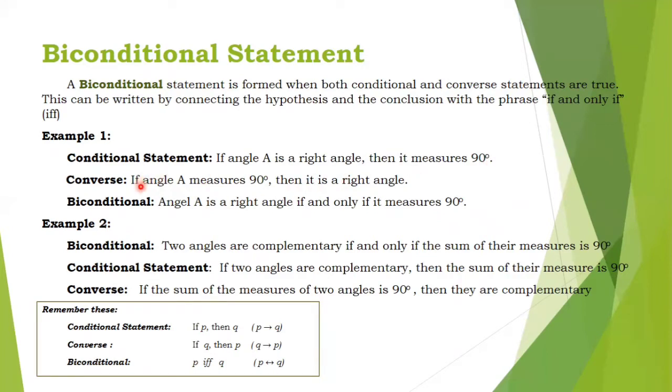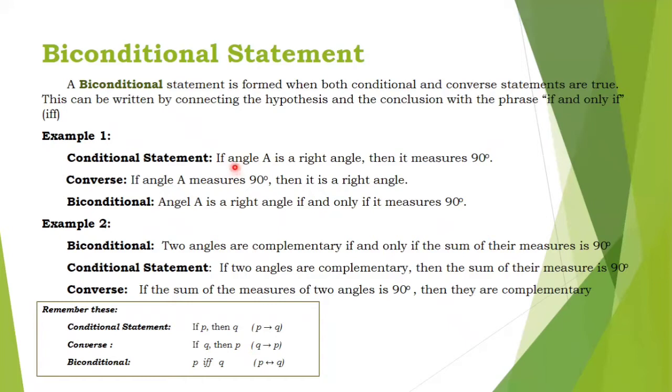The converse is, if angle A measures 90 degrees, then it is a right angle. So, the conditional statement is true. The converse is also true. Since the conditional statement and the converse are both true, then we can write a biconditional statement. Again, to write it, you're going to connect the hypothesis and the conclusion with the phrase if and only if.